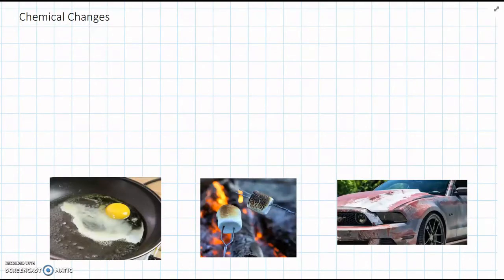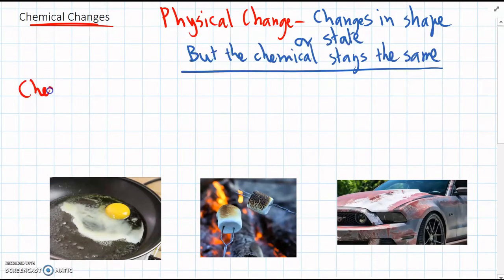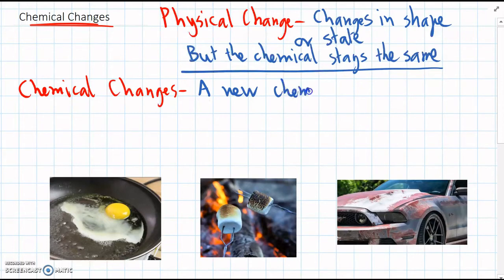Now that we've looked at different physical changes, we're going to look at the other type of change that can happen to materials, and these are chemical changes. When we look at chemical changes, these are changes that actually make new chemicals during the change. So a new chemical or a new material is made.